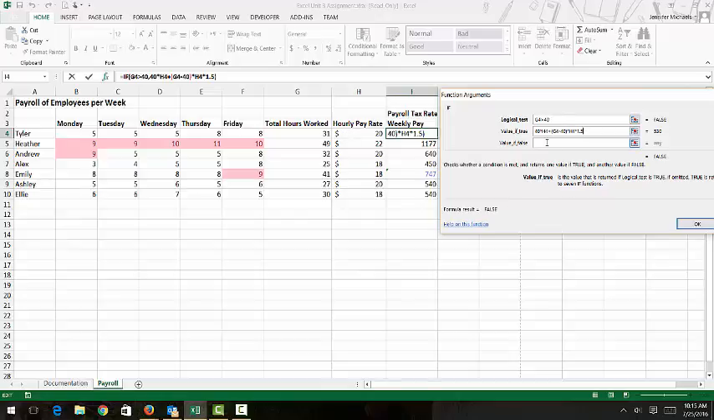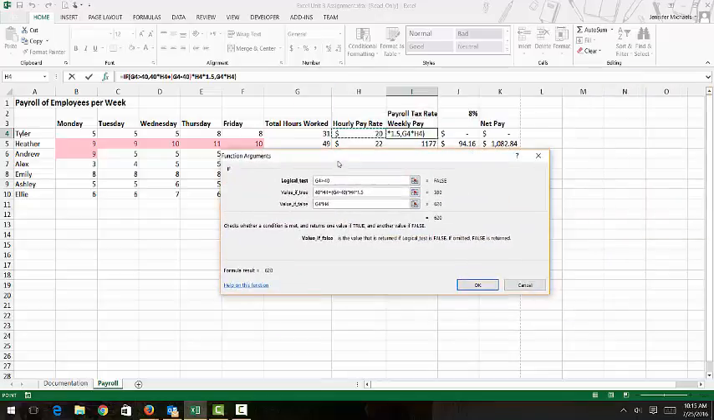If they didn't work overtime, if it's less than 40, then it's just their hours worked times their hourly pay rate. And that's really all there is to it. I do recommend, until you get the hang of the IF function, that you use the dialog box. And to be honest, I've got the hang of it. I've been using it for years. I still use the dialog box. I just think it's the easiest way to do that.